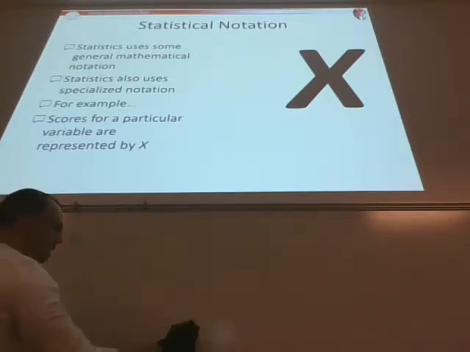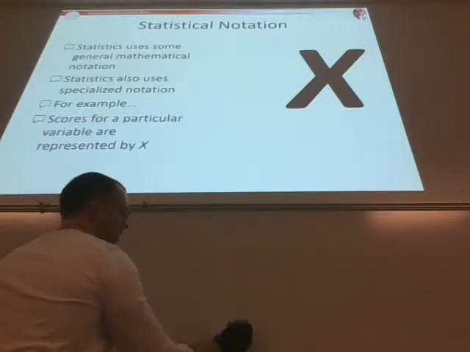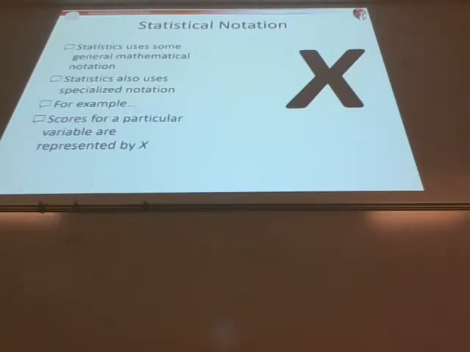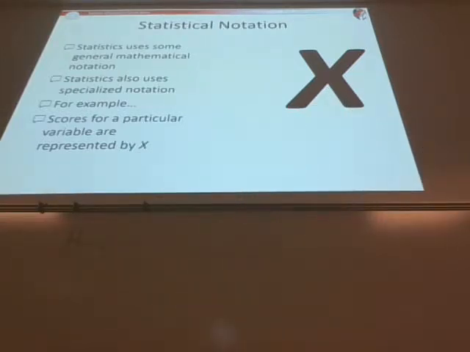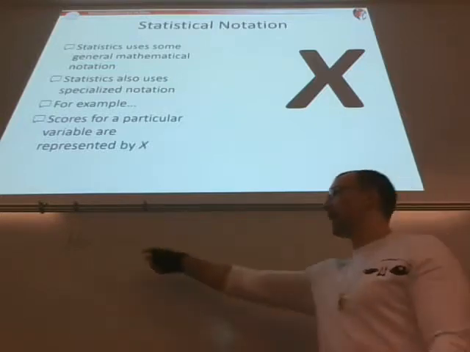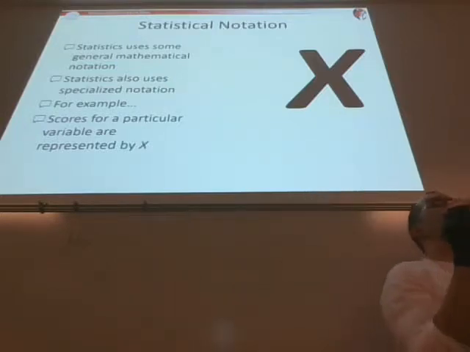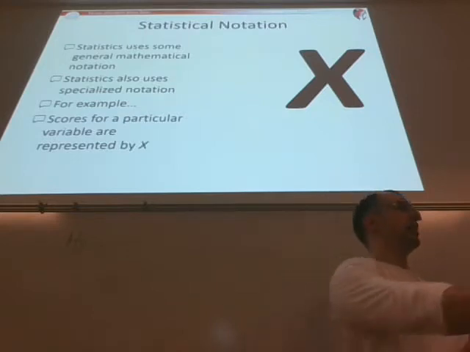I represent all of those with X. So X can stand for 20 measures, 30 measures, 40 scores, 120 scores, however many scores you have, those for a particular variable, for a particular measure, like height, those can all be represented by the notation of X. So that's the first specialized notation that we're going to encounter.